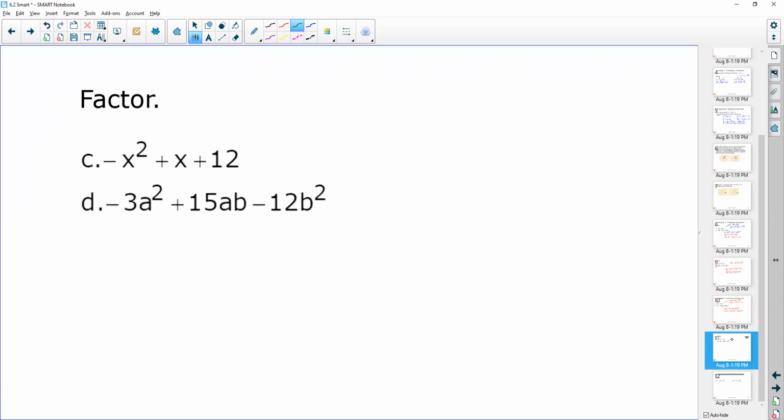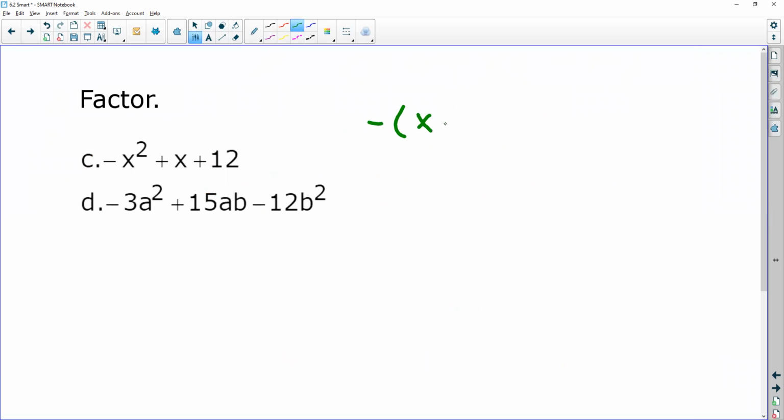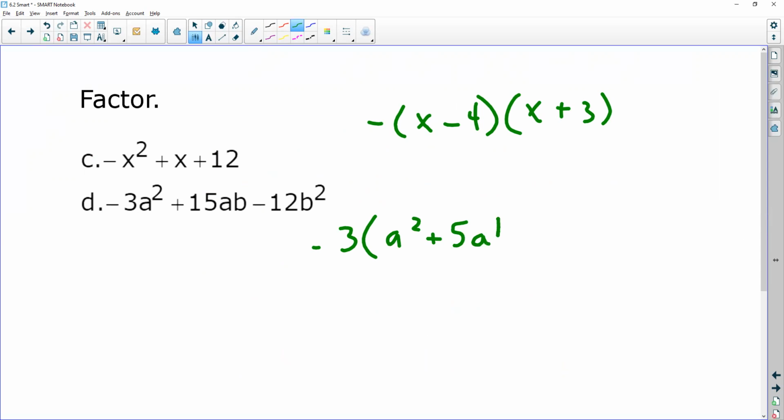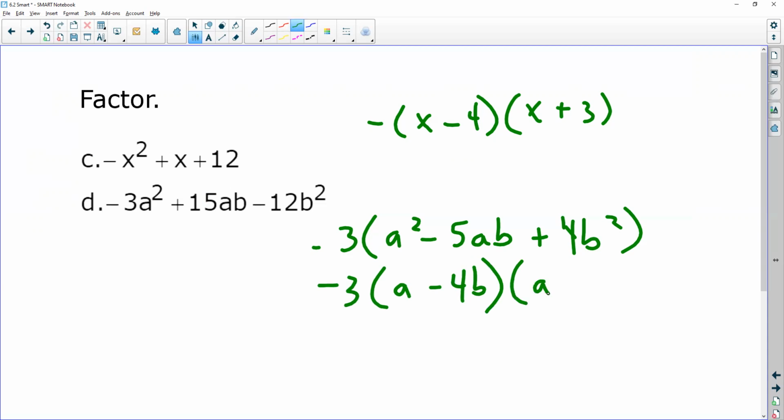So in the first one, I'm going to get negative (x minus 4)(x plus 3). And then the second one, I'm going to factor out negative 3. It's going to get me a squared plus 5ab. Nope, not plus, minus. And then plus 4b squared. Remember that that b squared is a hitchhiker. I get negative 3 (a minus 4b)(a minus 1b). All right, so we have one more to go.